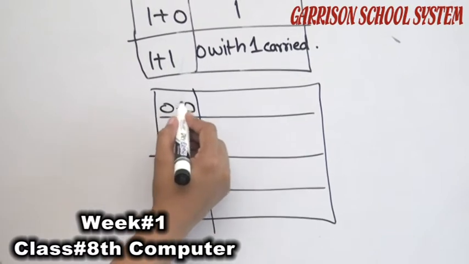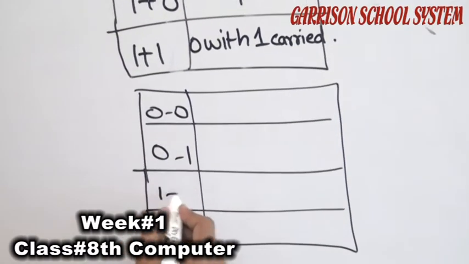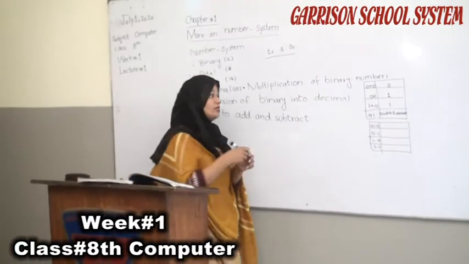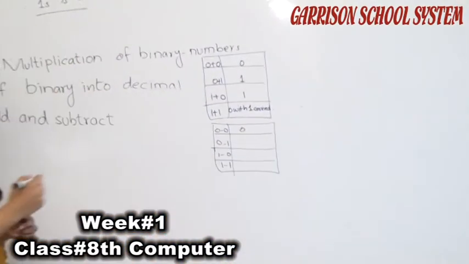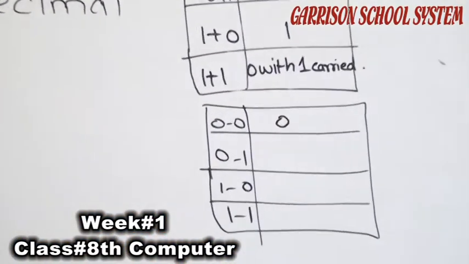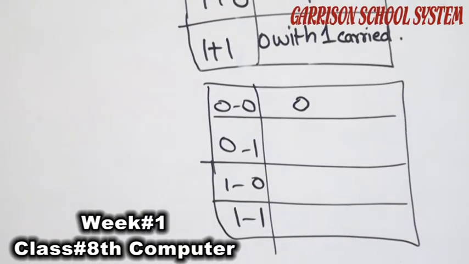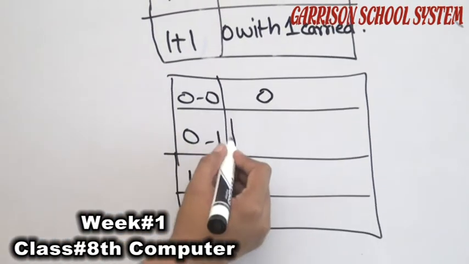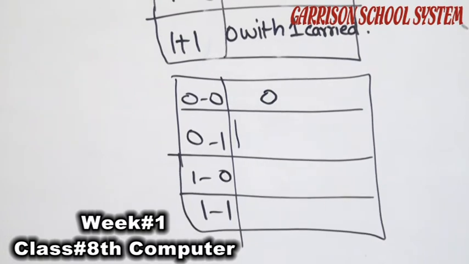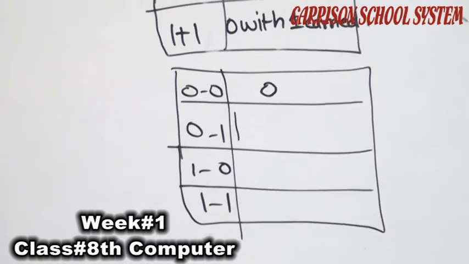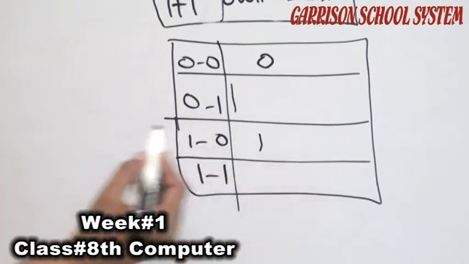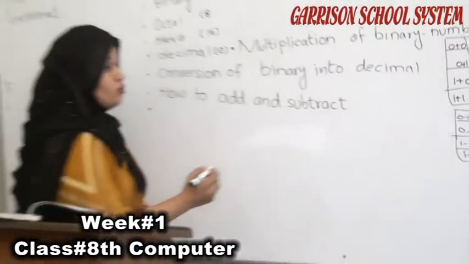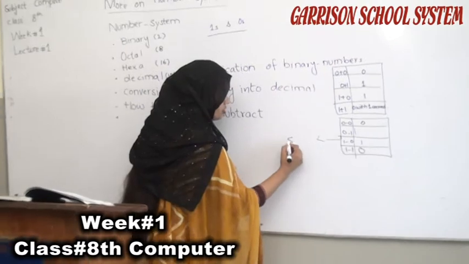Okay, first of all, we can understand binary subtraction. First, you can know 0 minus 0 is equal to 0. And 0 minus 1 is equal to 1 with borrow from the next position. Next is 1 minus 0 is equal to 1. 1 minus 1 is equal to 0.